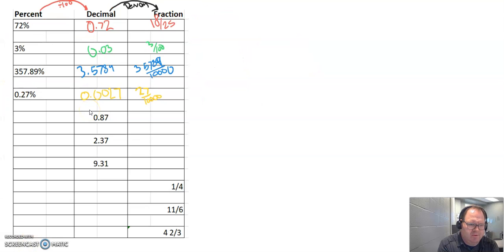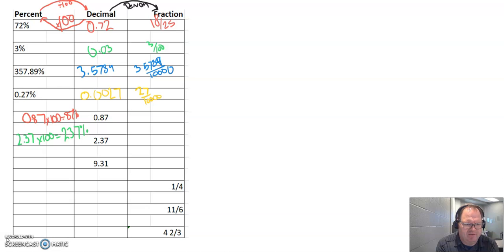Now we're going to talk about going from decimal to percent. And remember, when you went from percent to decimal, you divided by 100. So when you go from decimal to percent, you're going to times 100. So 0.87 times 100 is 87%. And although 2.37 looks different, the rules do not change. It's still 2.37 times 100. 2.37 times 100 is 237%.